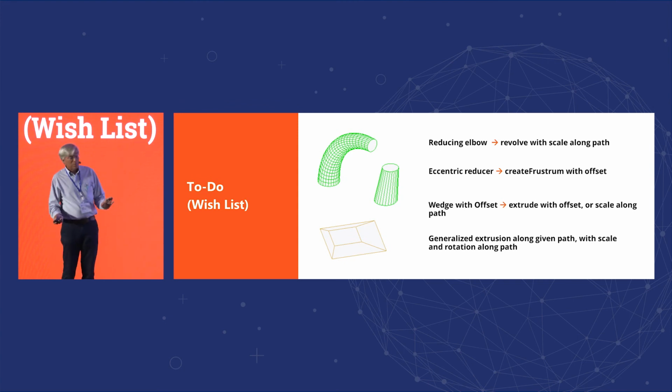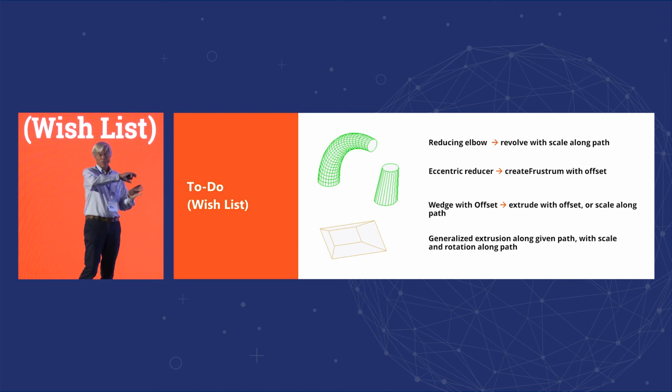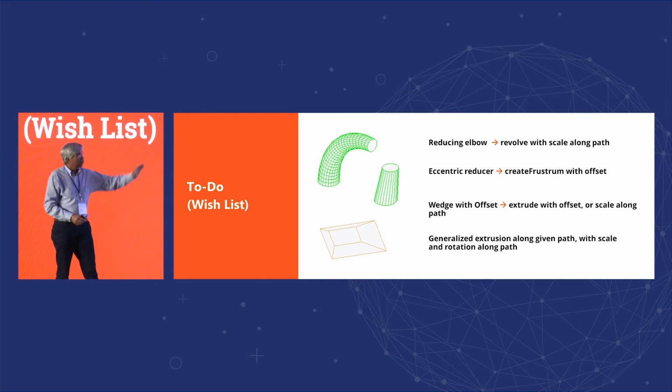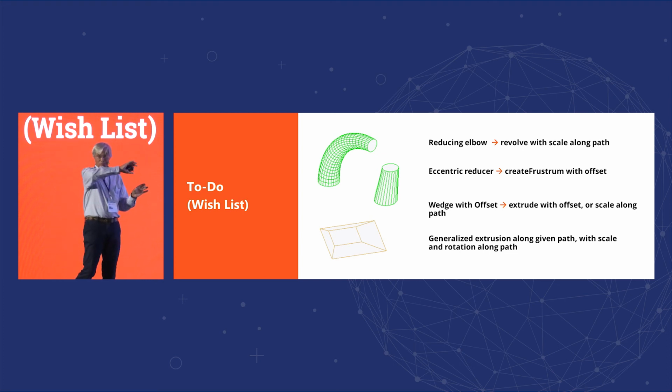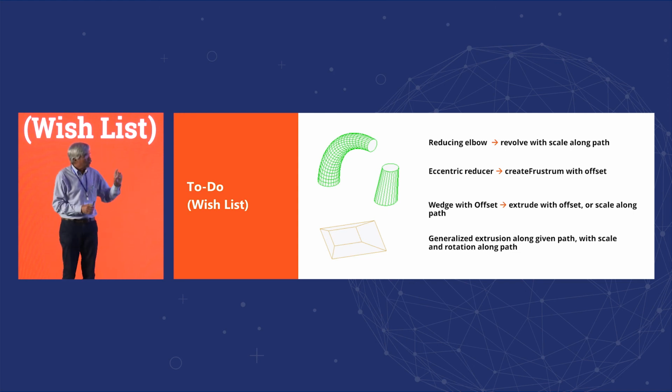There's still a few pieces missing. One is, for example, sometimes in piping you have an elbow that's actually reducing, so it's bigger on one end and the exit is smaller. So we need to be able to revolve it along the path, but with a scale factor applied, so that the end of it is smaller.